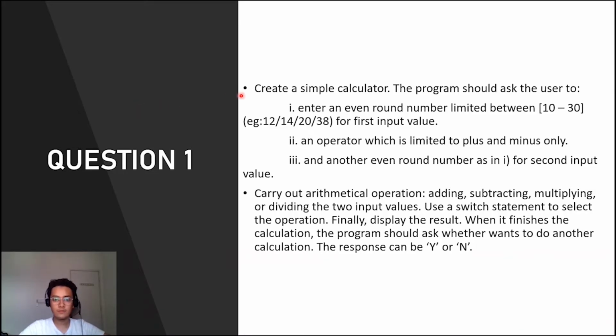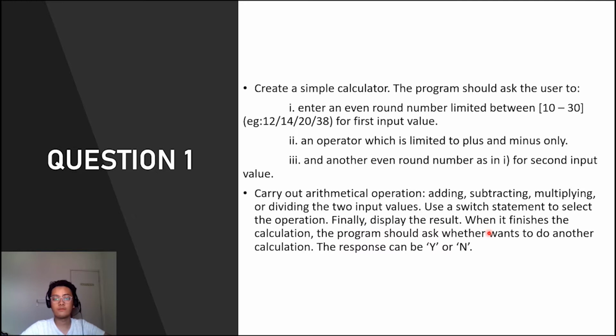So for question 1, which is to create a simple calculator, the program should ask the user to enter an even round number limited between 10 and 30, an operator which is limited to plus and minus only, and another even round number as in number 1 for the second input. Carry out arithmetical operations such as adding, subtracting, multiplying, or dividing the two input values. Use a switch statement to select the operation.